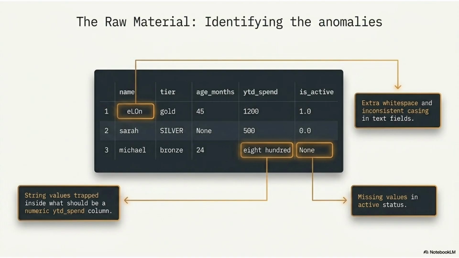Anomaly 3, None in the age in months and is active columns. Missing values will break numeric operations. Anomaly 4, 800 as a string in the YTD spent column, a numeric field storing a text value that blocks any mathematical calculation. Each anomaly requires a different cleaning technique. The refinery pipeline handles all 4 in sequence.